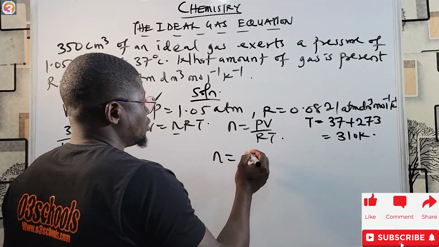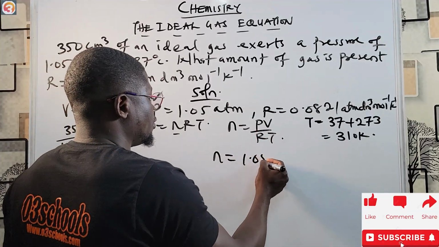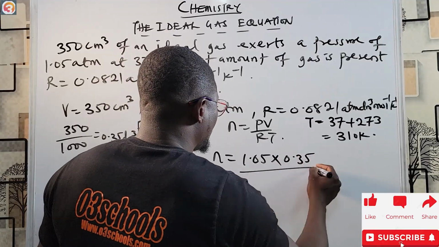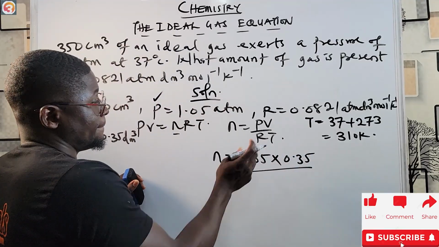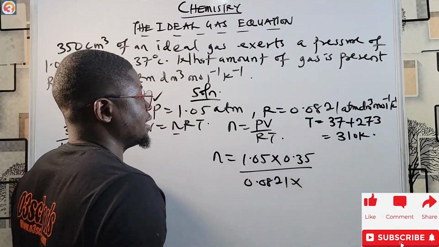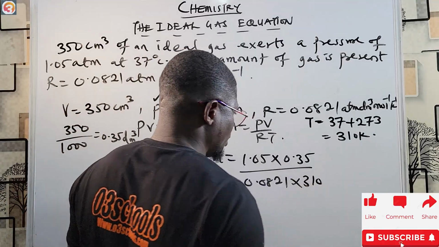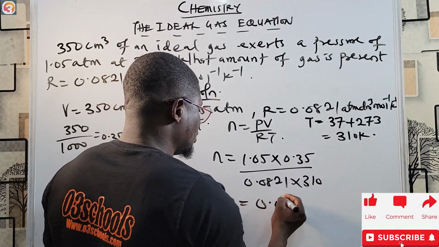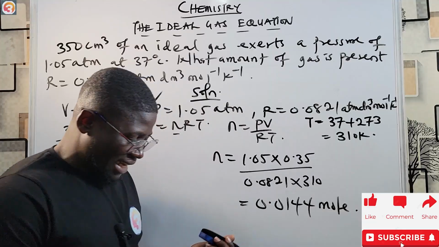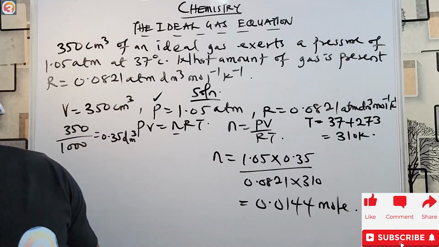So n now, pressure is 1.05, volume is 0.35, and of course the R is 0.0821, times the temperature, 310 Kelvin. So if we do the calculation, we are going to have 0.0144 mole. All right, so it's as simple as A, B, C.